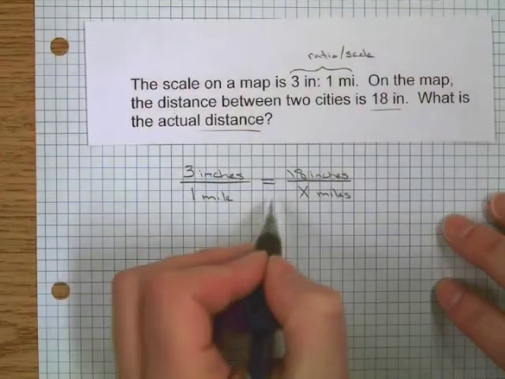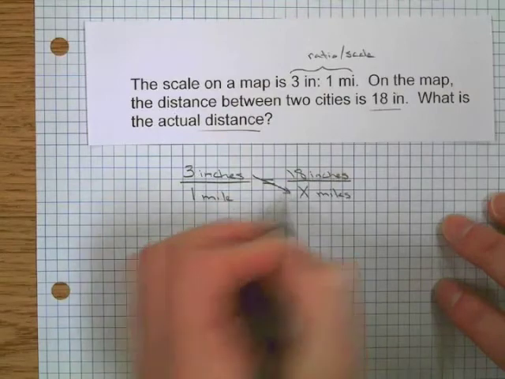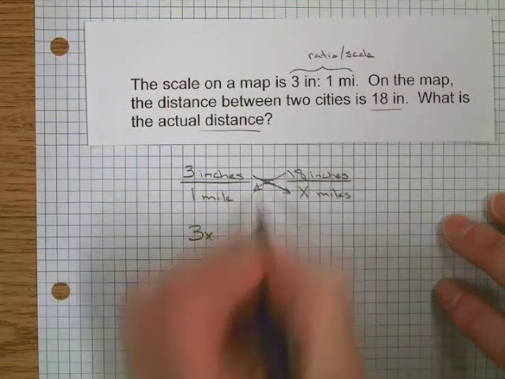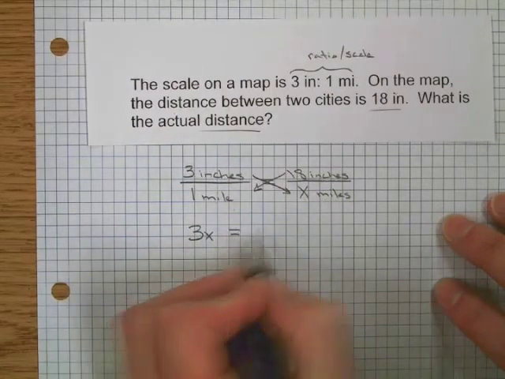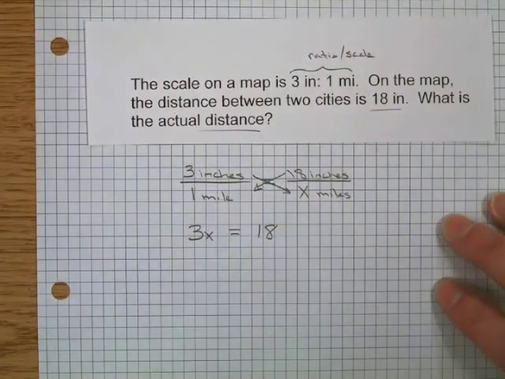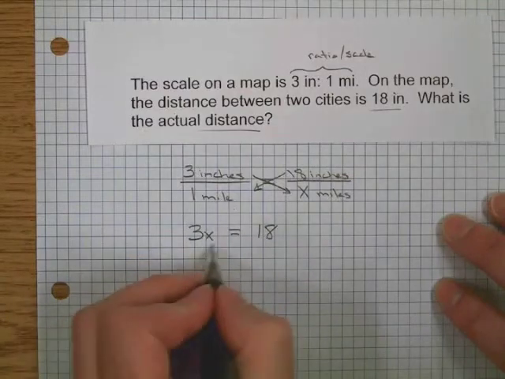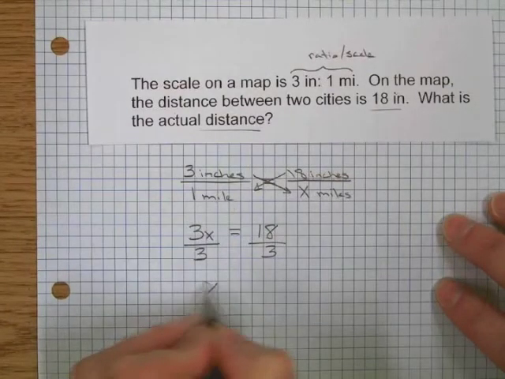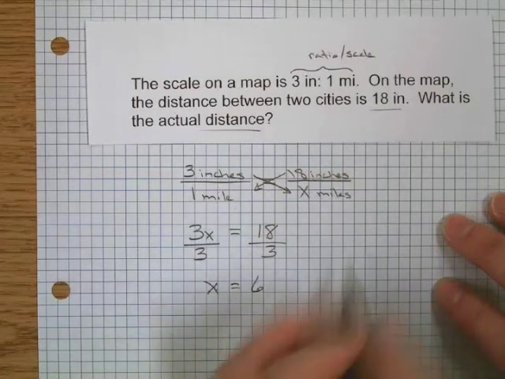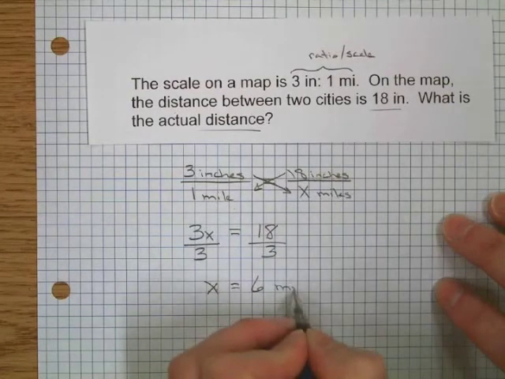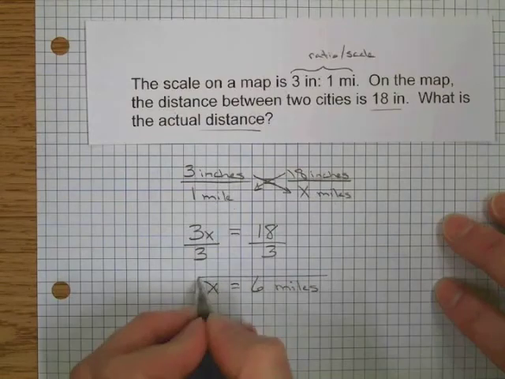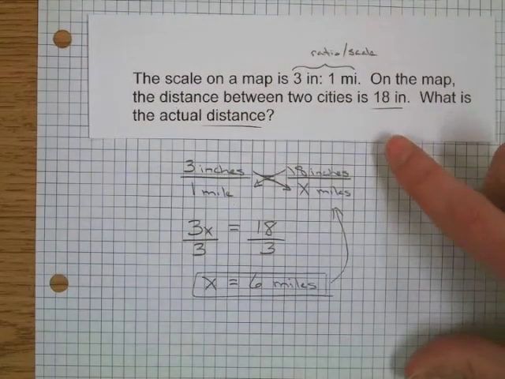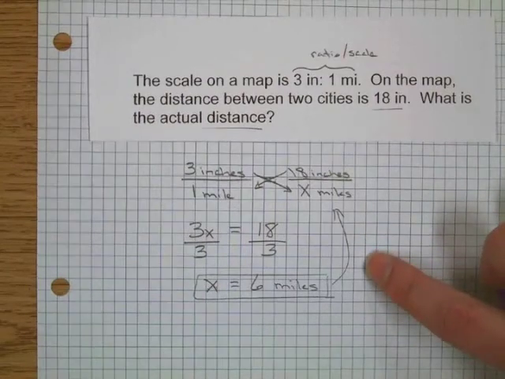So we can use cross products again. 3 times x is 3x, and 18 times 1 is 18. We want to get x by itself, so I'm going to divide both sides by 3, and x equals 6. We're measuring in miles, so x equals 6 miles. So that 18 inches on the map is equal to 6 miles in real life.